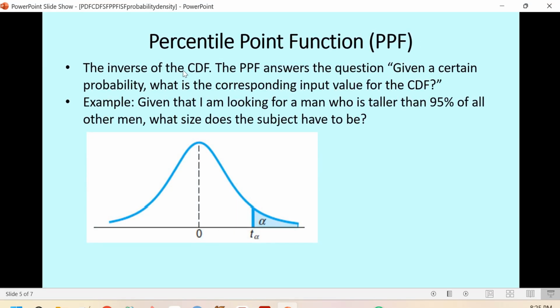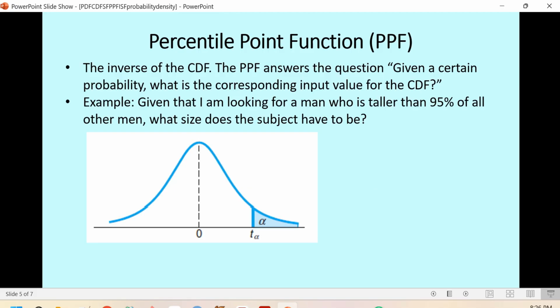And next is PPF, the Percentile Point Function. This is the inverse of the CDF. If we look again at the CDF, given a value we want to know the cumulative probability up to this value, right? And the percentile point function PPF is given a cumulative probability and we want to find this value.